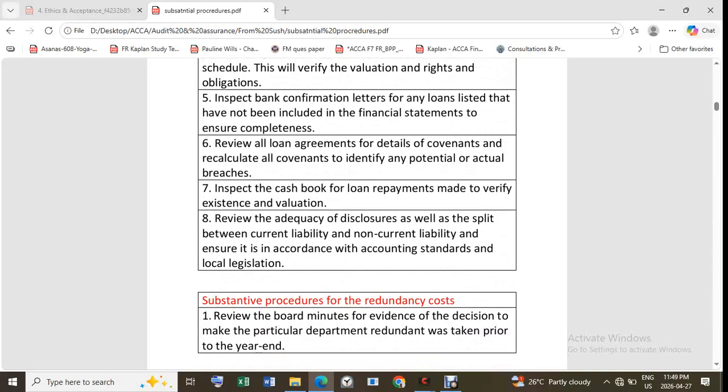Review all loan agreements for details of covenant, and recalculate all covenants to identify any potential or actual breaches. Inspect the cash book for loan repayment made to verify existence and valuation.